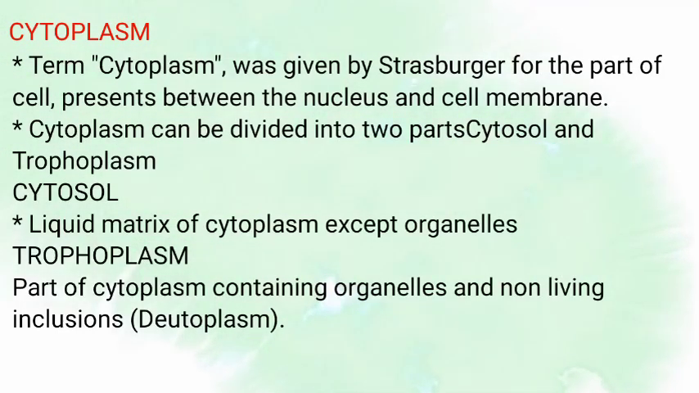Cytoplasm is the term given by Strasburger. Cytoplasm is present between the nuclear membrane and the cell membrane. Cytoplasm is divided into cytosol and trophoplasm. Cytoplasm without organelles is called cytosol. Cytoplasm with organelles and non-living inclusions is called trophoplasm or deutoplasm.